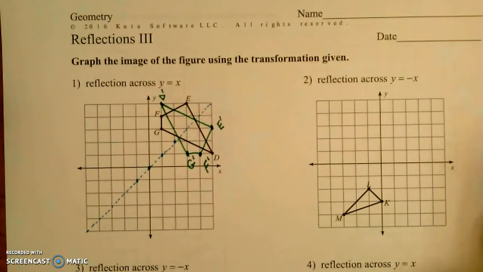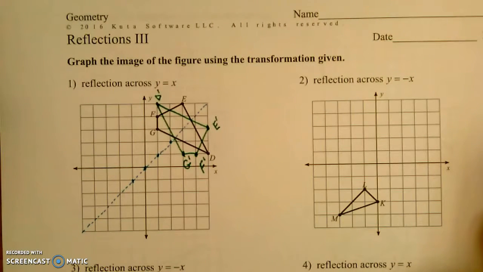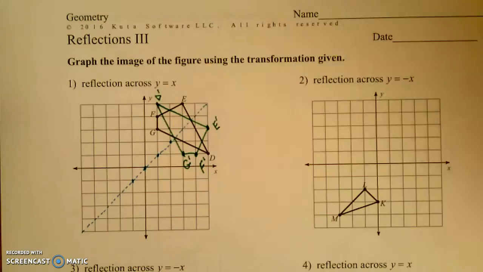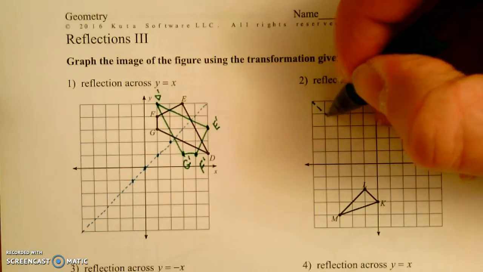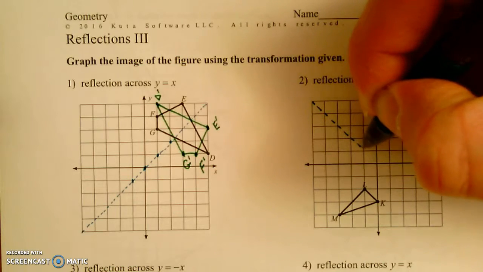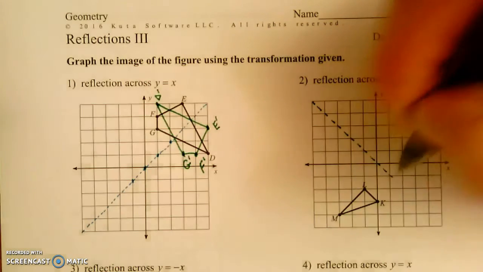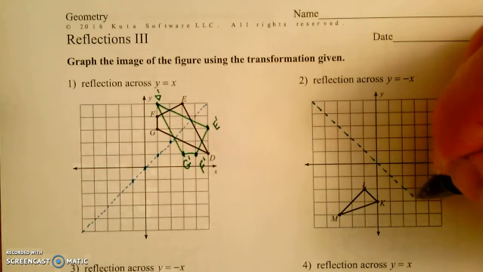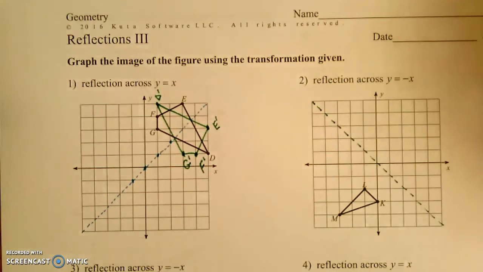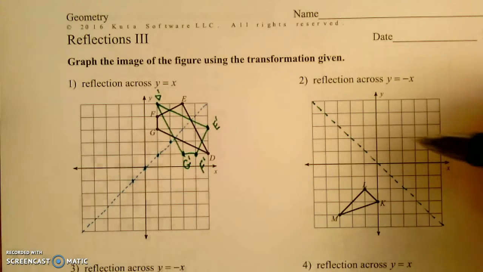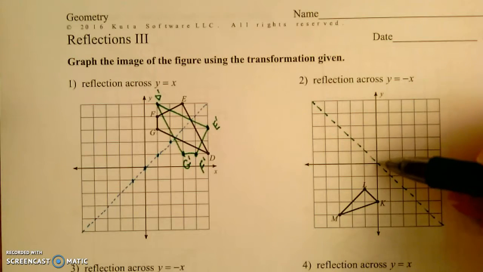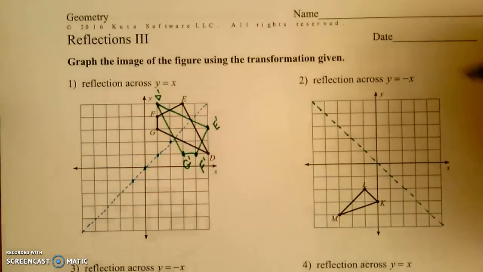Now we're going to reflect across the line y equals negative x. Well, it's a very similar line. In this case, it just crosses through the origin, heading downward at a 45-degree angle, like so. It happens to also be the collection of all the points where the x-coordinate is the opposite of the y-coordinate. So (1, -1), or (-1, 1), and so on.